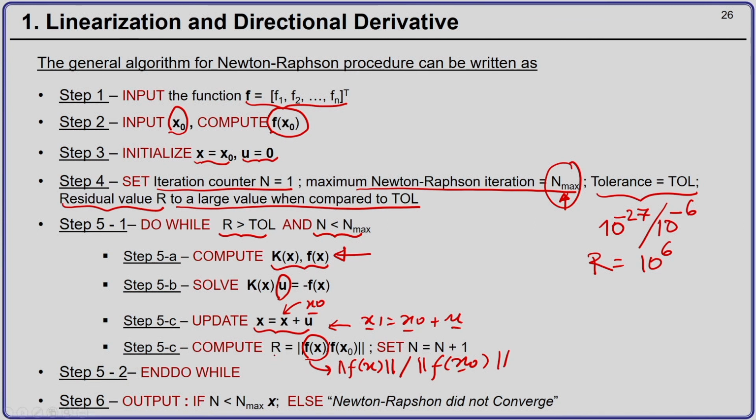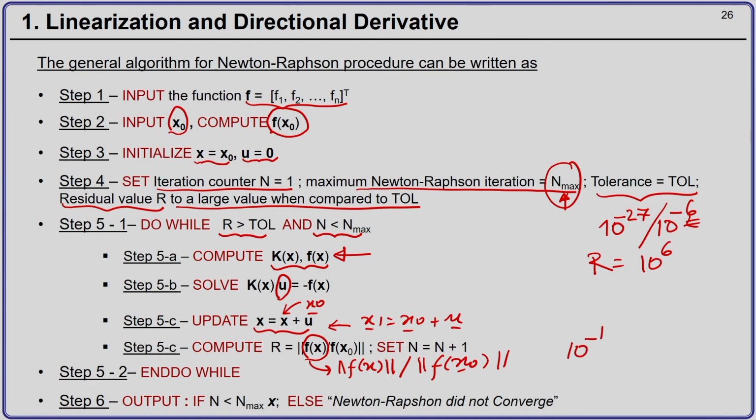Now, this value of r, if you are approaching correctly, will become a small value. It is very unlikely that within the first Newton-Raphson iteration, this value of r will become less than the tolerance, which is 10 raised to power minus 6, but it will become a small value, say 10 raised to power minus 1.